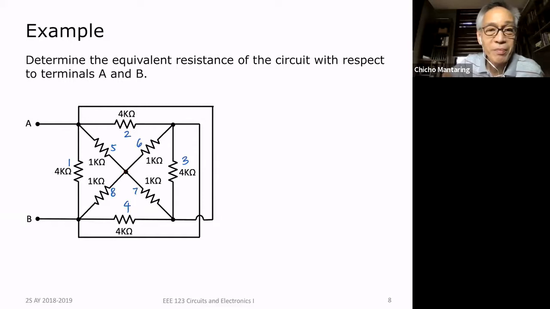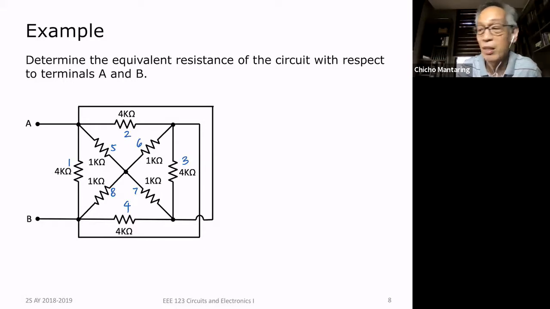Okay, let me ask you this. Is 1 and 2 in parallel? Okay, sabi ni Mark Gino, no. Test natin, ha? Test natin if 1 and 2 are in parallel.